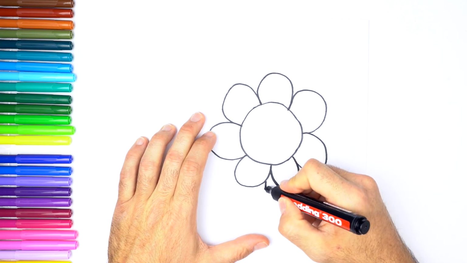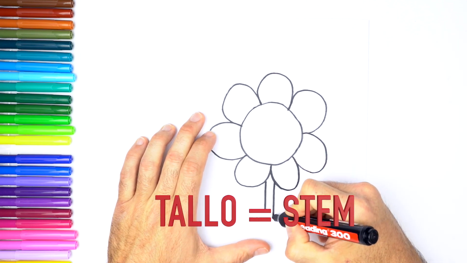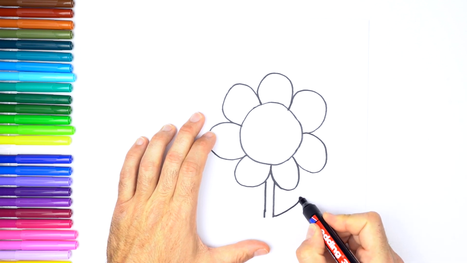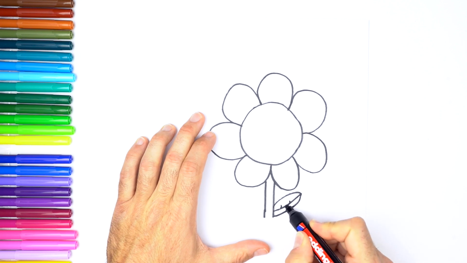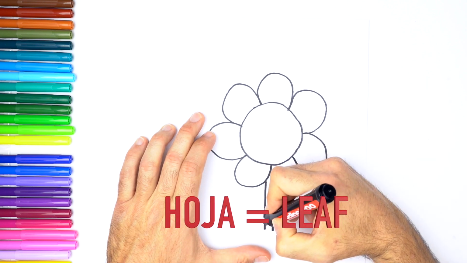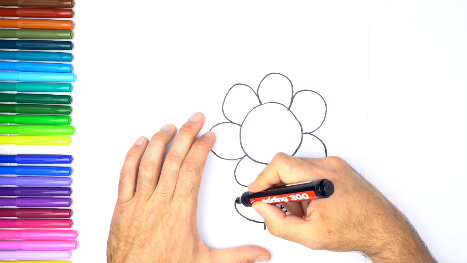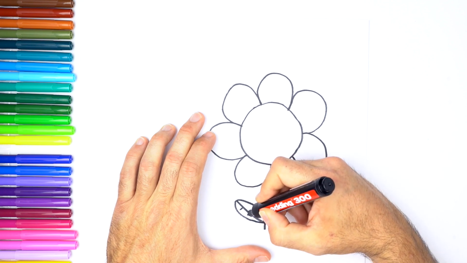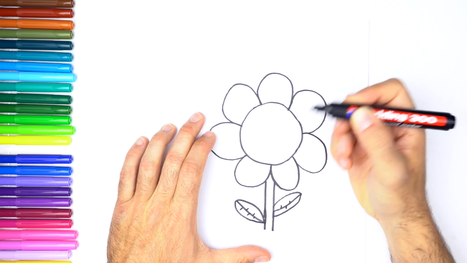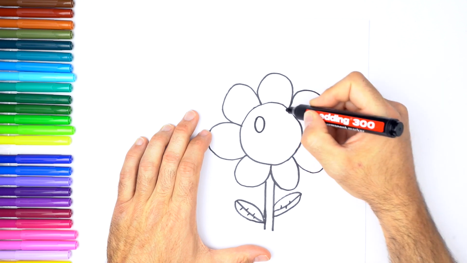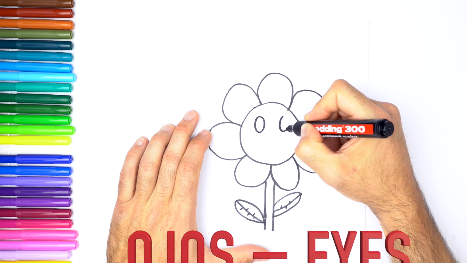This is the stem, which in Spanish is tallo. These are the leaves. Leaf in Spanish is hoja. We draw their adorable eyes. Eyes in Spanish is ojos.